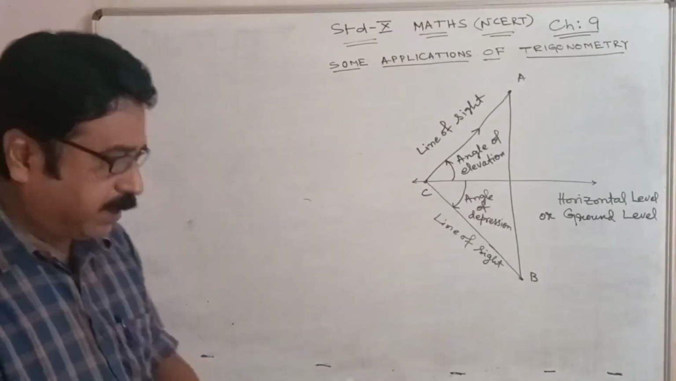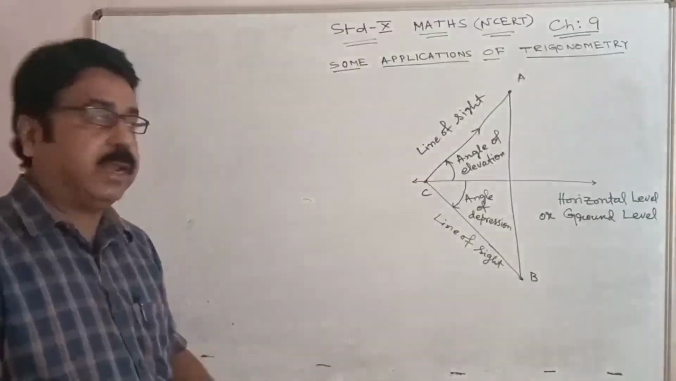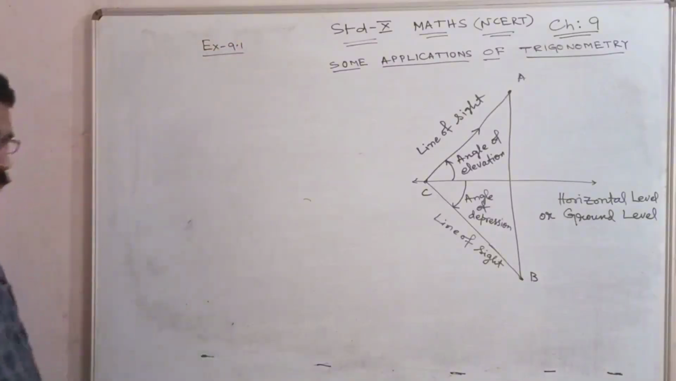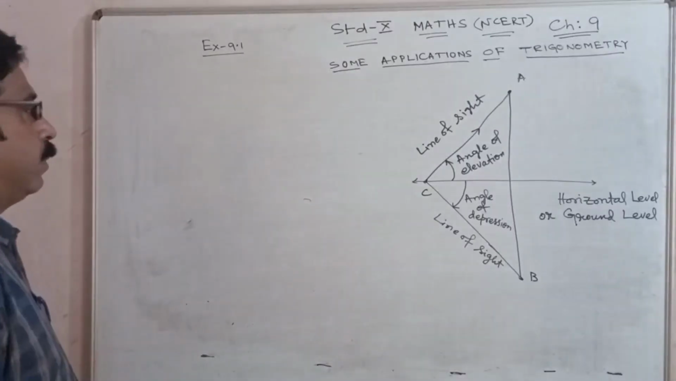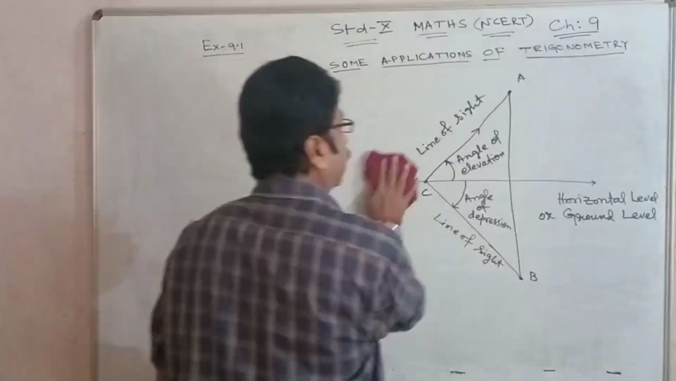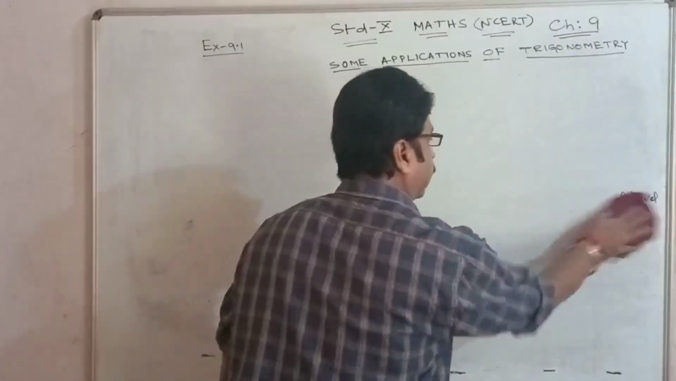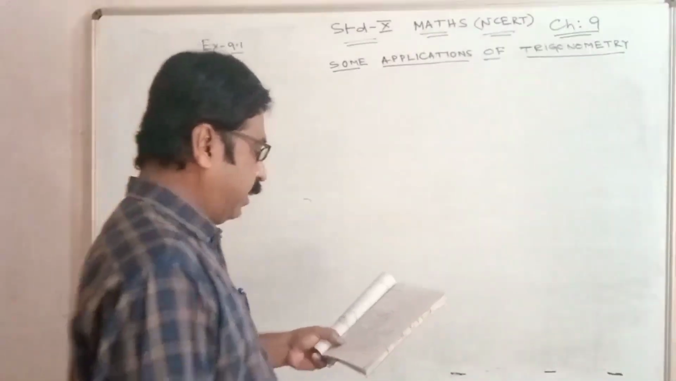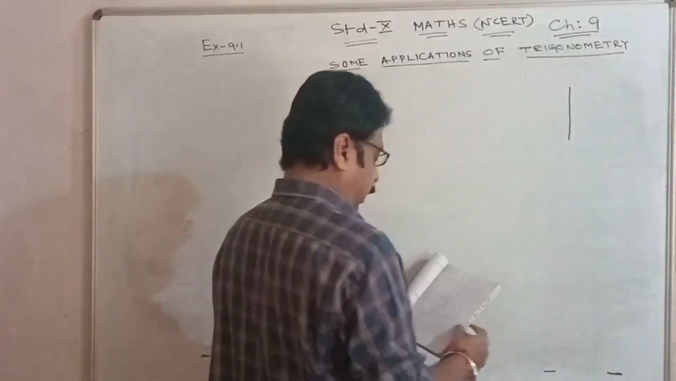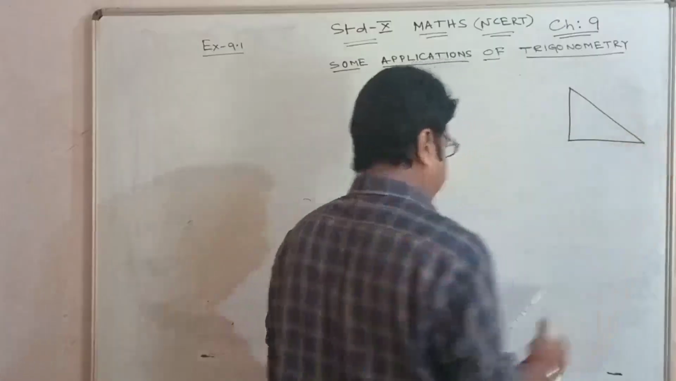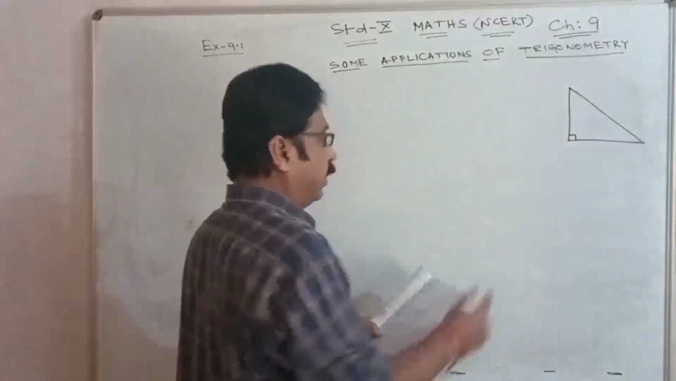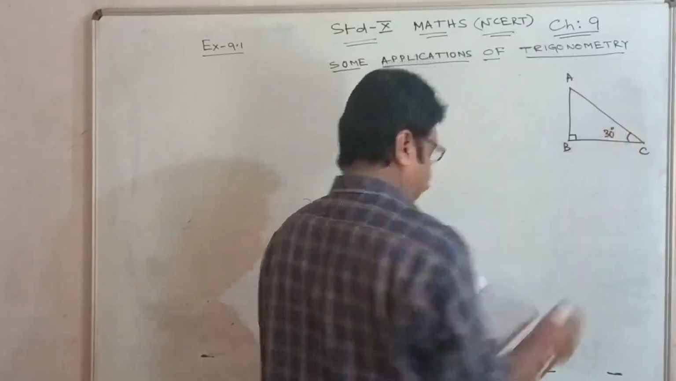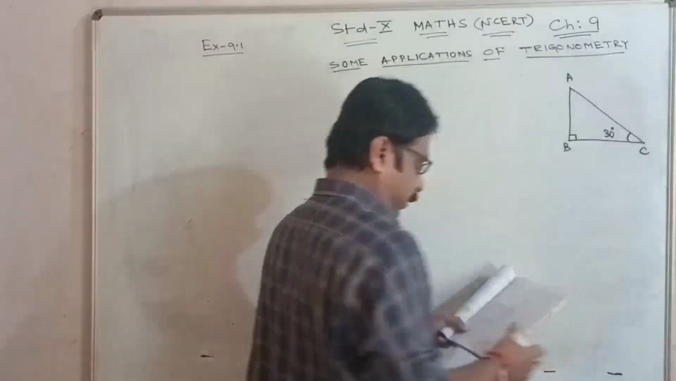Now we can start exercise. Only one exercise is there. Exercise 9.1. In question number 1, one diagram is given. ABC, a right triangle. B is 90 degree, right angle. Angle C is given 30 degree. And AC, it is 20 meter.